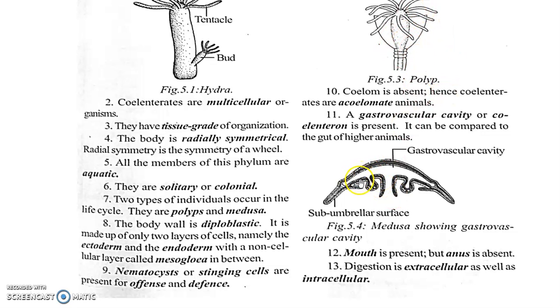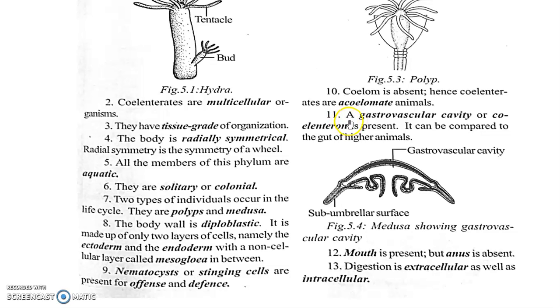Suppose this is a digestive tract, this is body wall, this empty space is called coelom. But in coelenterate organism there is no coelom, hence it is called as acoelomate.